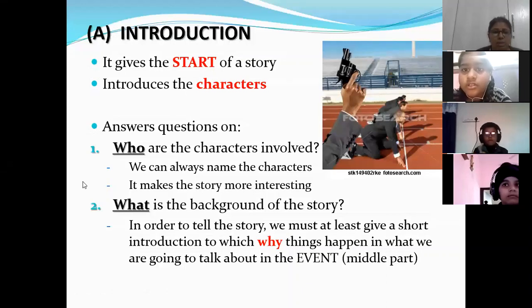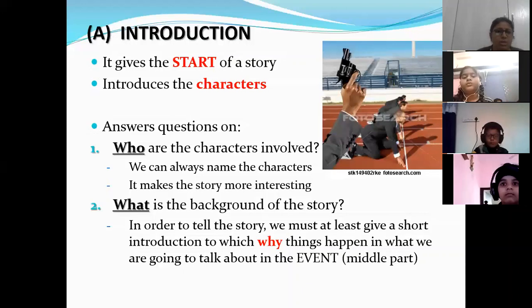Because when you are naming the characters, it makes the story more interesting. Now, what is the background? Why is this story made, or why are you writing this story? In order to tell the story, we must at least give a short introduction to why things are happening in what we are going to talk about in the event or in the middle part.